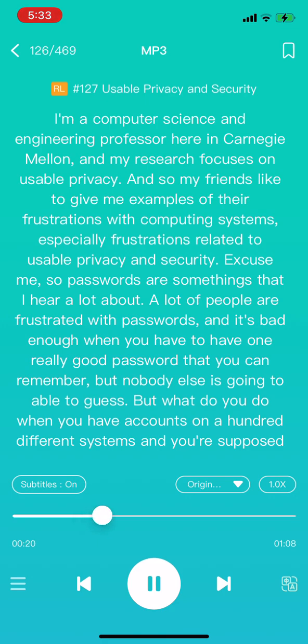A lot of people are frustrated with passwords, and it's bad enough when you have to have one really good password that you can remember, but nobody else is going to be able to guess. But what do you do when you have accounts on 100 different systems and you're supposed to have a unique password for each of these systems? It's tough. At Carnegie Mellon, they used to make it actually pretty easy for us to remember our passwords.